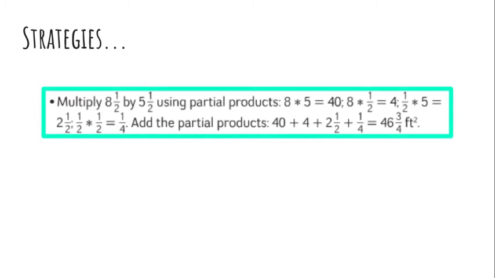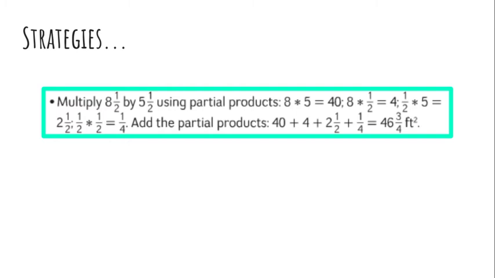Here are some strategies that you might want to use. You could use the formula for area of length times width and multiply 8.5 by 5.5 using partial products. 8 times 5 is 40, then 8 times 1/2 is 4, then 1/2 times 5 is 2.5, then 1/2 times 1/2 is 1/4. Then after you add those partial products, you get an area of 46 3/4 feet squared.